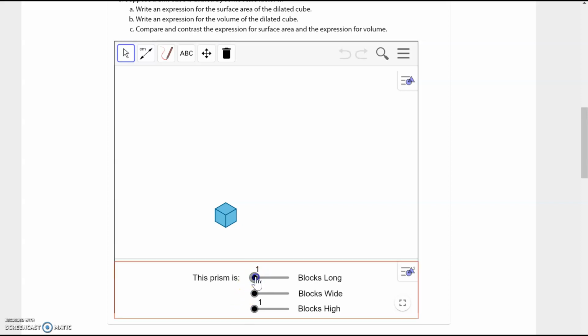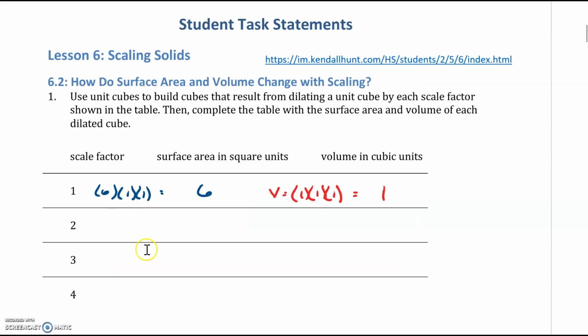Now let's move on to a scale factor of 2. We're going to come down to the sliders and make it 2 blocks long, 2 blocks wide, and 2 blocks high. Let's talk about how that changed our surface area. Notice the area of one side is now 2 by 2, but remember, we still have those 6 sides. So it's 6 sides, and each side is 2 by 2. 2 times 2 is 4. 6 times 4, my surface area is 24 square units.